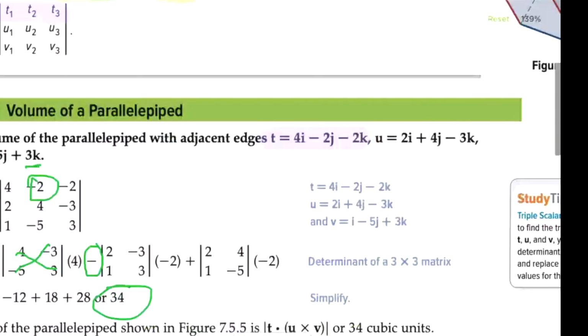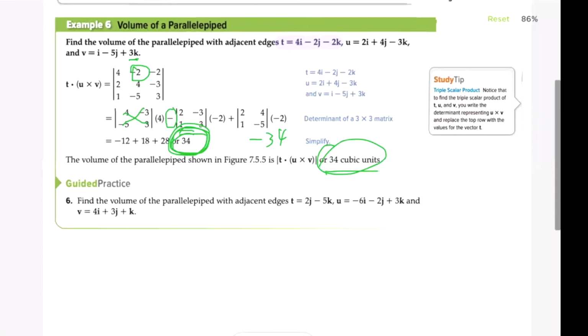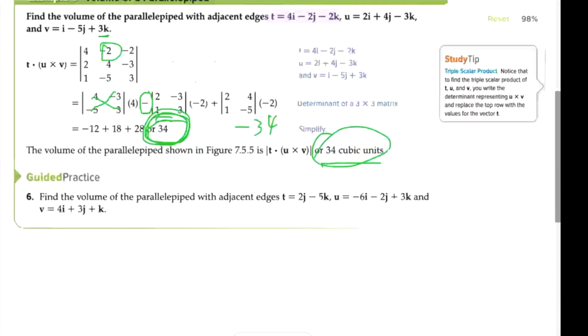So whatever you get in the answer, if it is positive, you take it as it is. Let's say you multiply, you get minus 34. The volume is still 34 because the volume is positive. Okay, volume, area, distance, always positive. Okay, that's it. You want me to do this one?